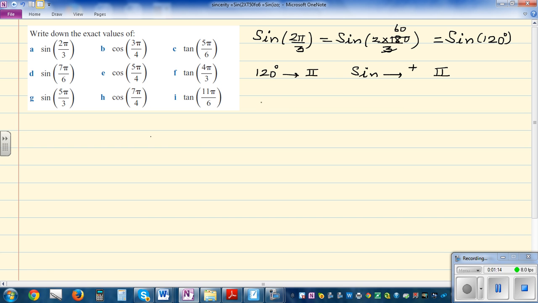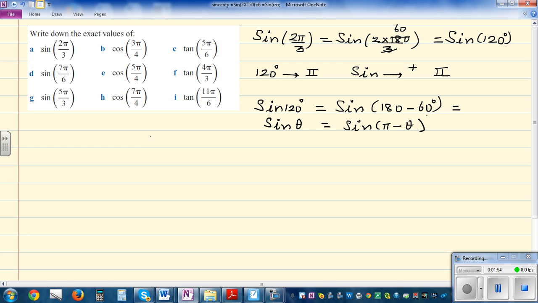So this is how I write. Sine 120 is the same as sine of 180 minus 60. In the second quadrant sine is positive, and you should know this formula. It's good to remember some formulas. So sine theta is equal to sine of 180 or pi minus theta. So sine 120 is equal to sine 60.